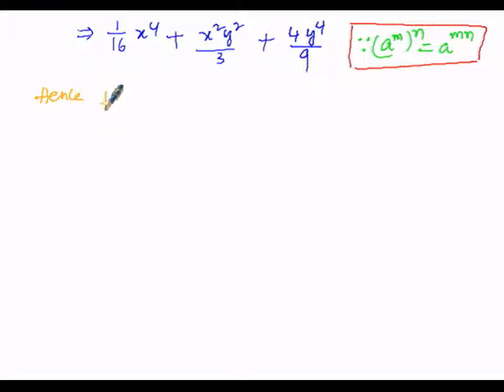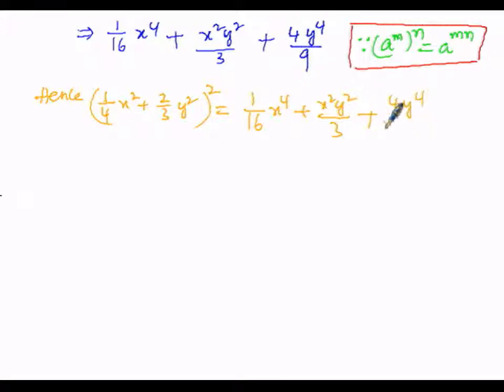(1/4 x^2 + 2/3 y^2)^2 is equal to 1/16 x^4 + x^2 y^2 overall divided by 3 + 4y^4 divided by 9.